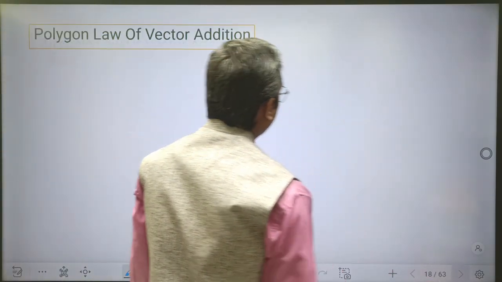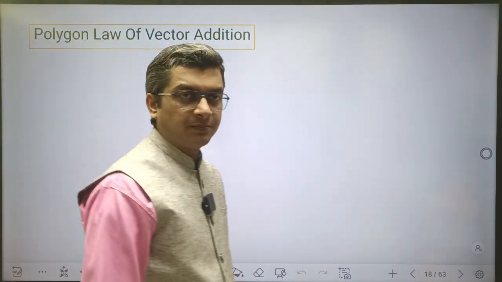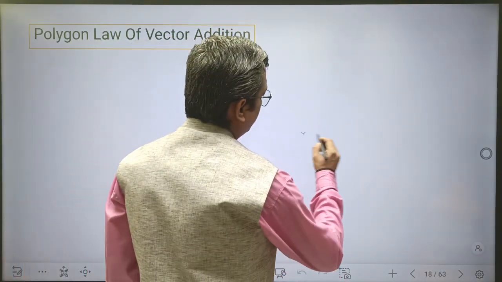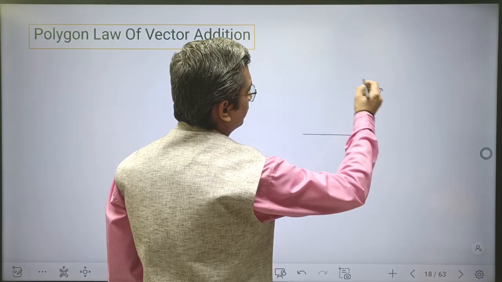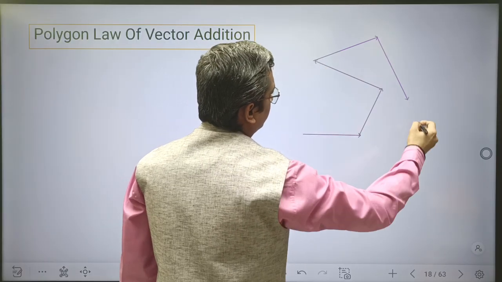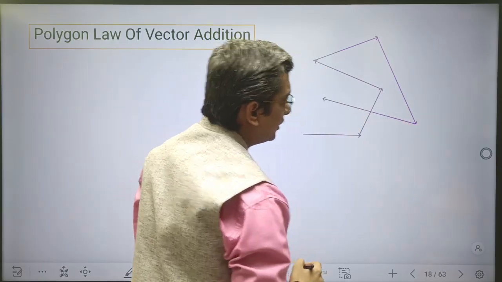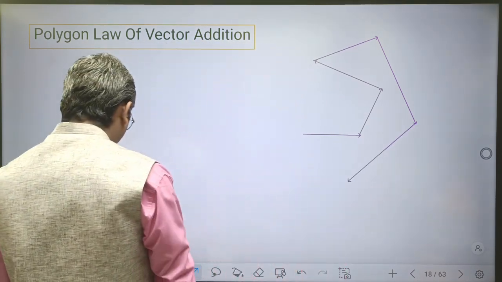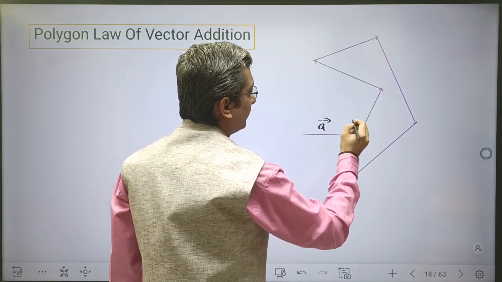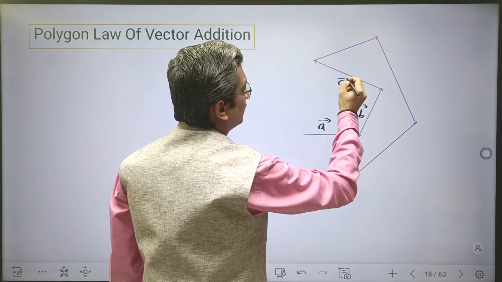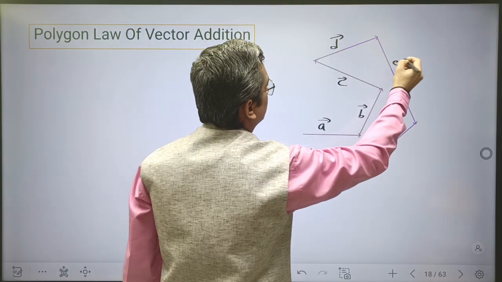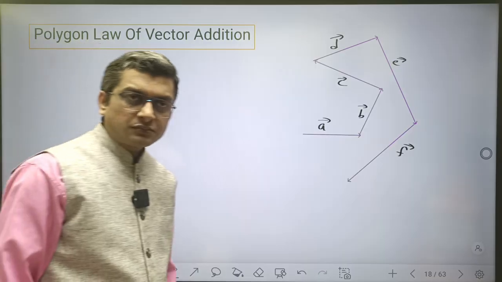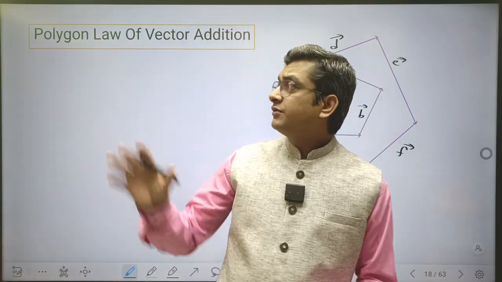Now second, after the triangle law, we have the polygon law of vector addition. It's very simple, dear friends. Suppose there are a number of vectors. This is vector 1, vector 2, vector 3, vector 4, vector 5, vector 6. In this way, isn't it? Now let us name them: this is A vector, B vector, C vector, D vector, E vector, F vector.